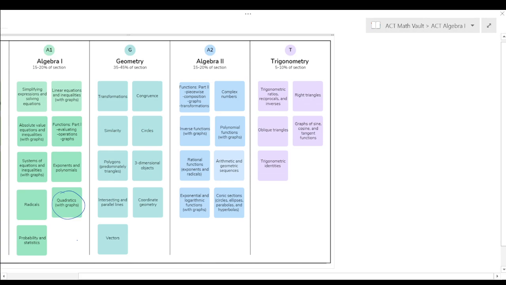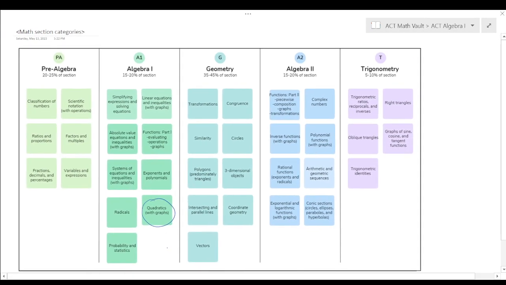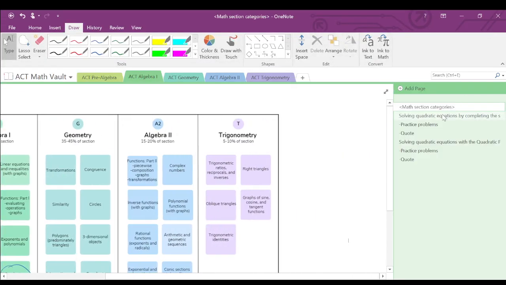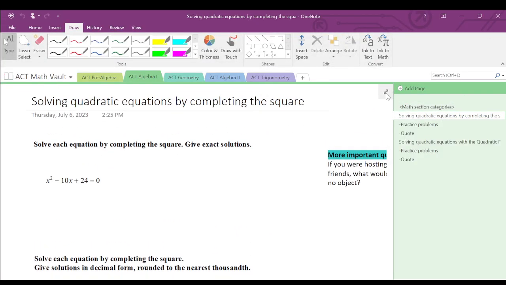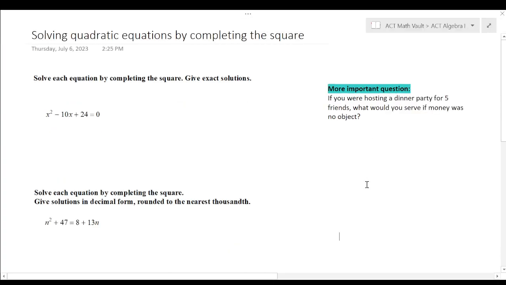So on the math section, you will always see quadratics. And with quadratics, you may have to use a graph. You may have to answer a question about a root or an x-intercept or something like that. But for solving, which I've seen on there commonly, there are 4 different methods that you could use to solve a quadratic equation. And completing the square is one of them. I have videos on the other 3 if you want to watch them.